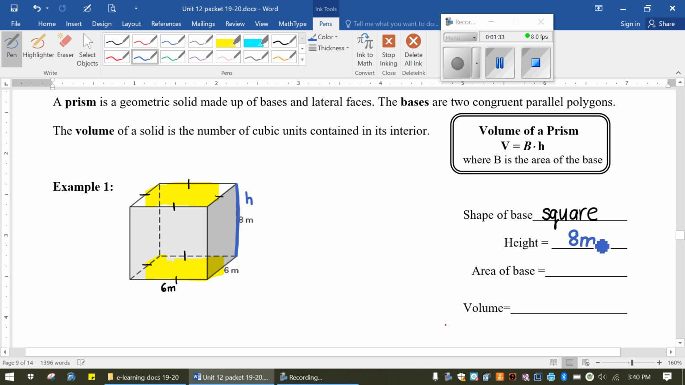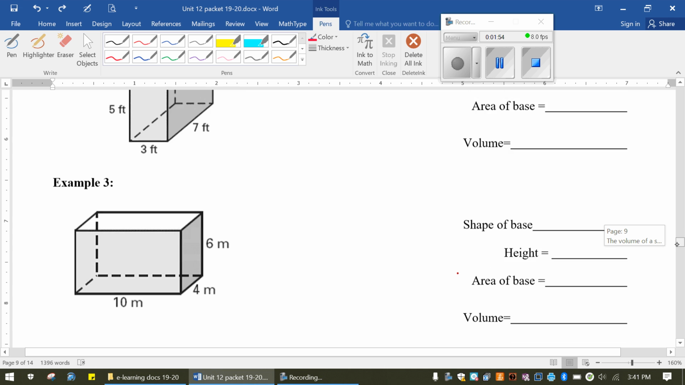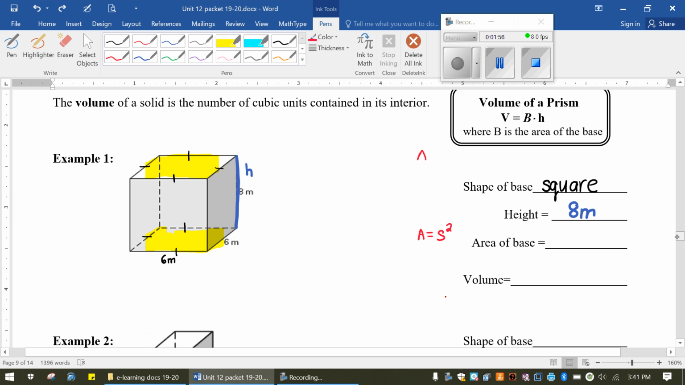We need the area of the base. In our previous notes we talked about the area of squares. The area of this square base that I've highlighted in yellow is to take the side and square it. That side has a measurement of 6, so 6 times 6 is 36. So 36 meters squared is the area of this square base.